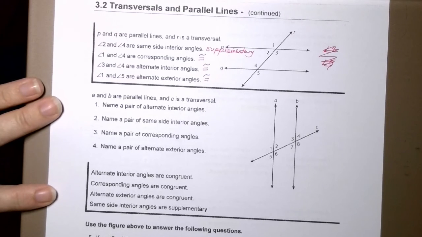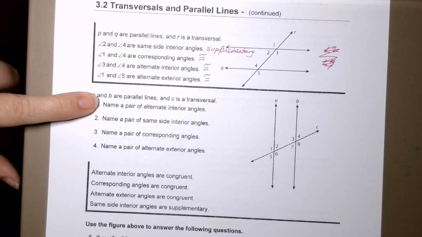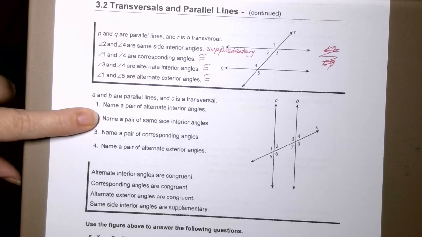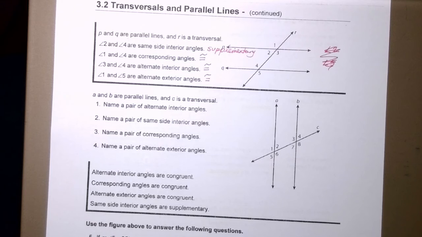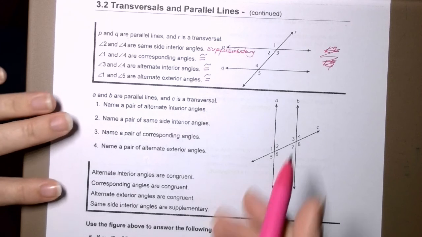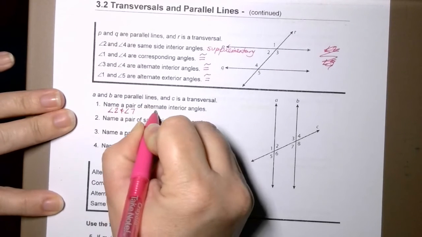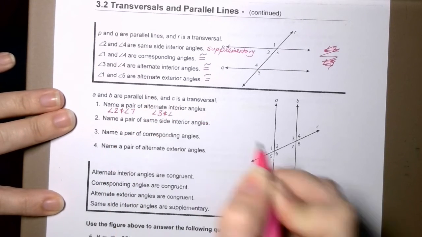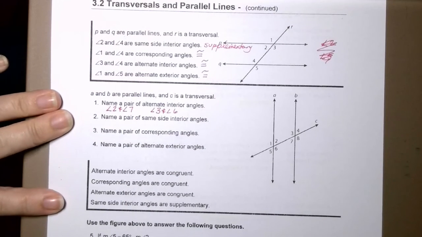This looks like some review stuff. Why don't you take a minute and name as many pairs of alternate interior angles, same side or consecutive interior, corresponding angles, and alternate exterior. Name as many pairs of those from this diagram as you can. So there's 2 pairs of alternate interior, right? 2 and 7 and 3 and 6.